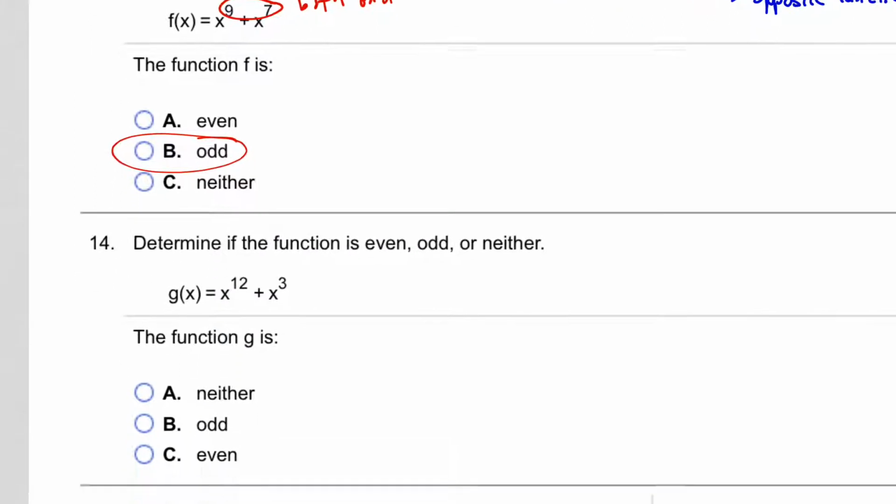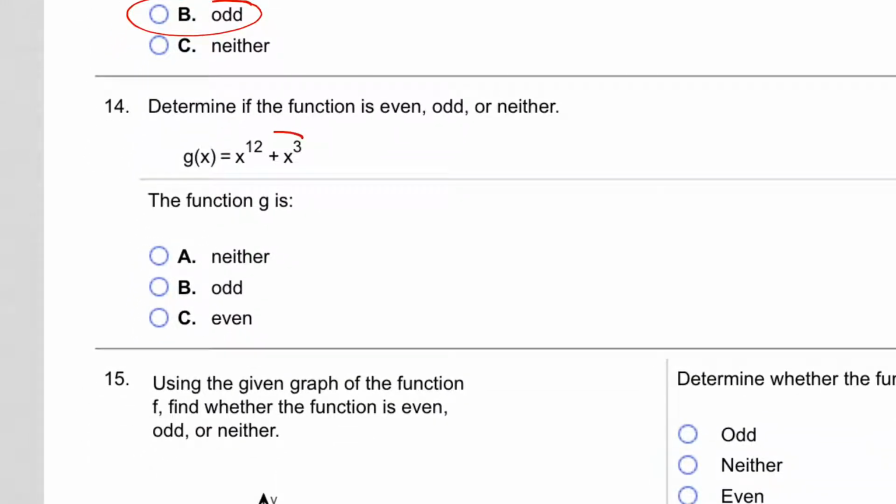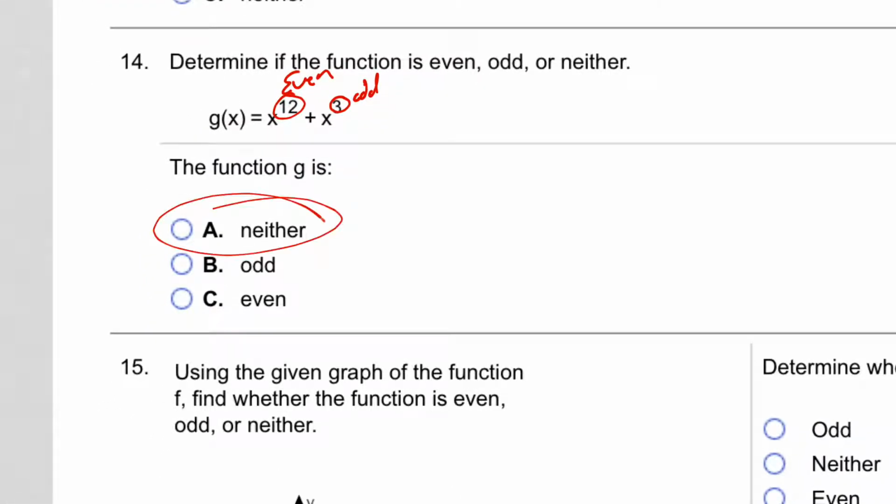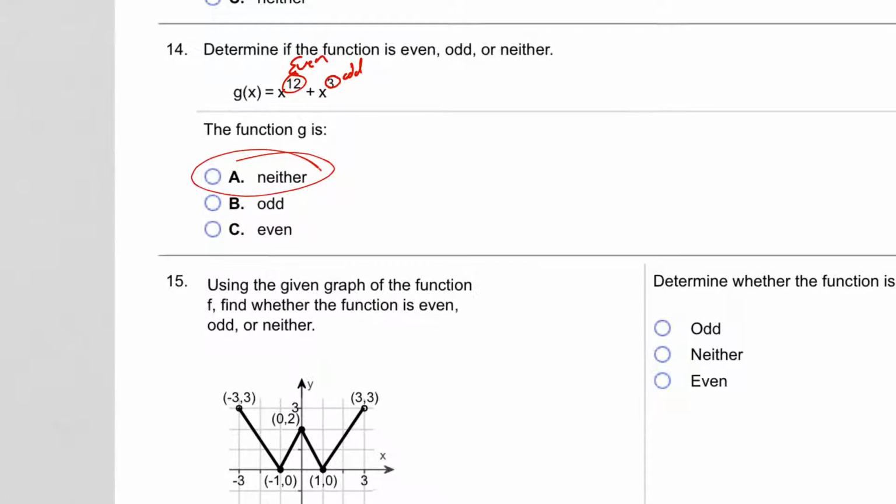Okay? And these two here, one is even. Actually, this one's even. This one's odd. So the first term, the 12th power, will make that negative turn into a positive, but then the odd power will actually change this positive x to the third into a negative x to the third, giving it the opposite effect. So this one does not create either, so it's going to be neither.